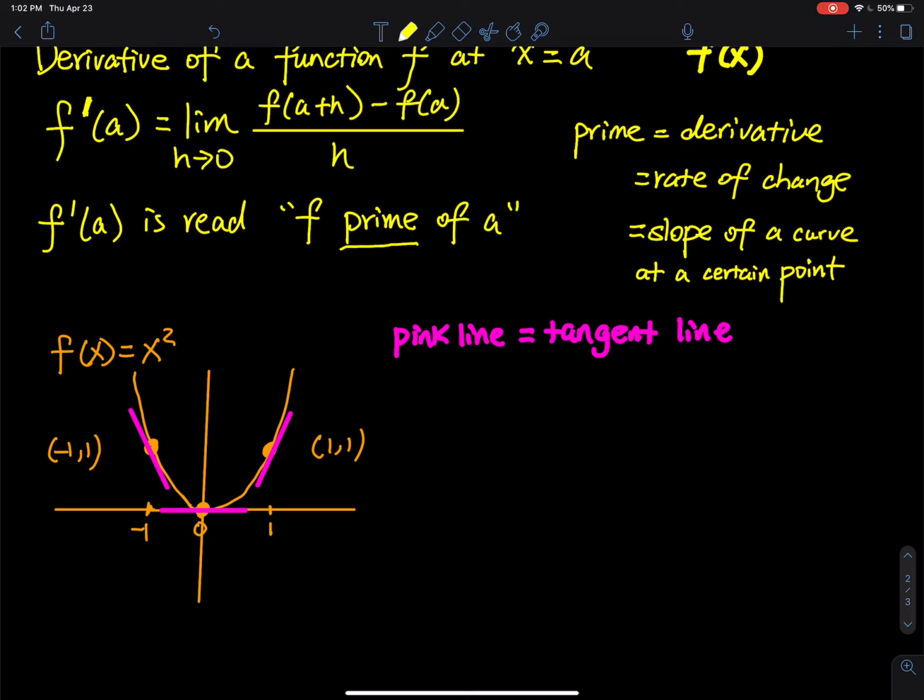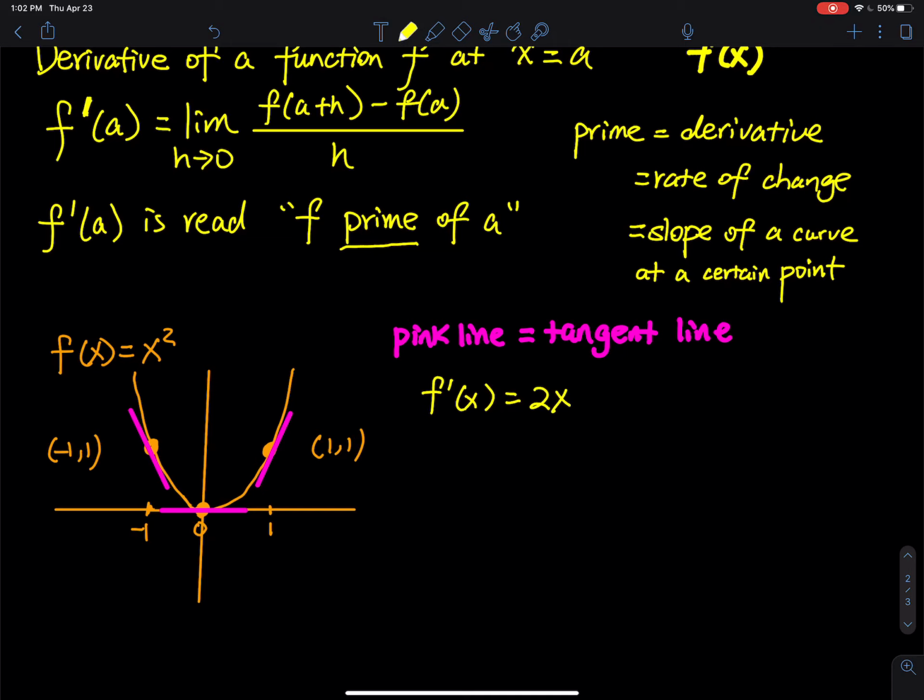This time I will just give you the derivative, f prime of x. f prime of x is actually equal to 2x. Don't worry about how I get the 2x. The derivative of f is 2x. I will show you that in another video. So that is the derivative. Now, this is a parabola. It's a curve. It's not a straight line. So that means the slope is changing.